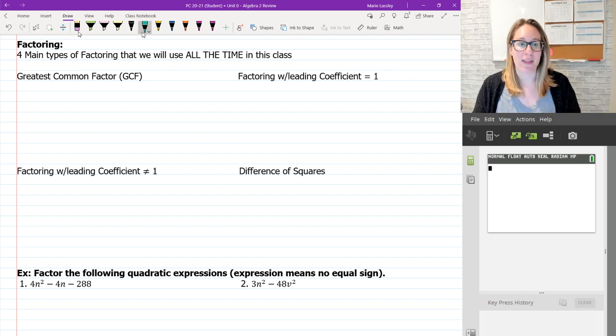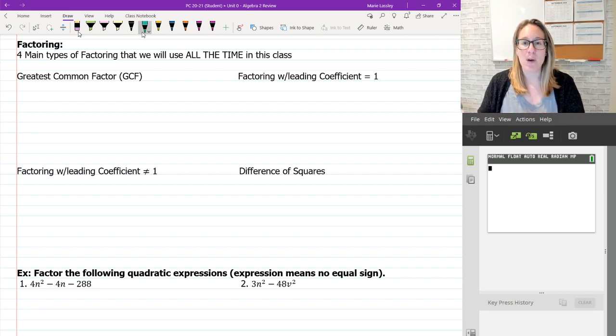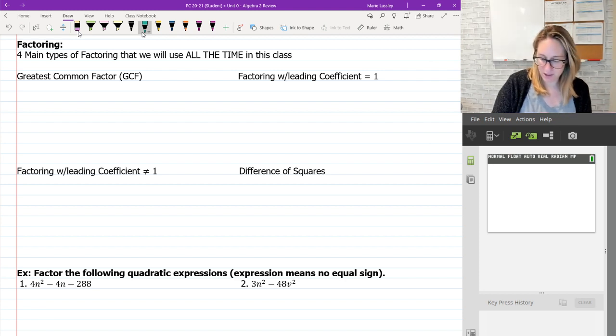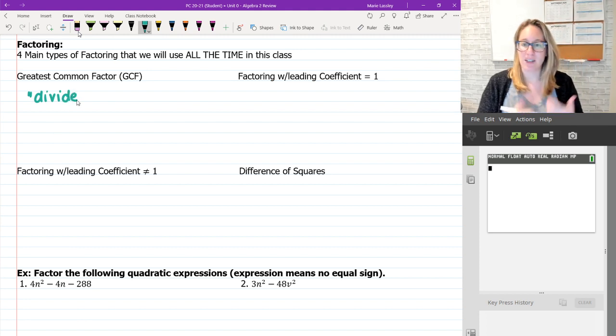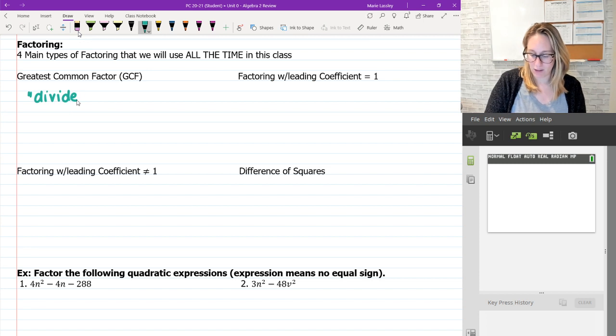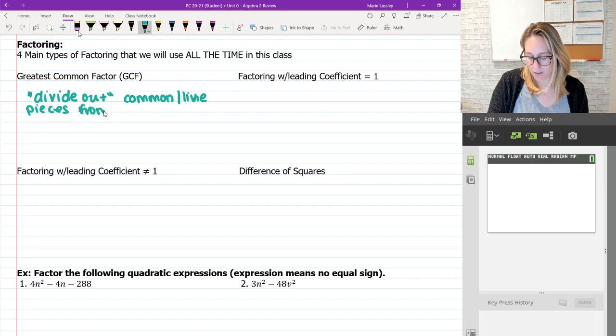Anyways, starting off with our greatest common factor, this is any time that you have multiple terms and you have something in common and you want to kind of pull or divide out that common piece. It's not technically dividing, right? Because you're keeping it there. It's not going anywhere. It's going to stay out front, but you're dividing out those common pieces from each term.